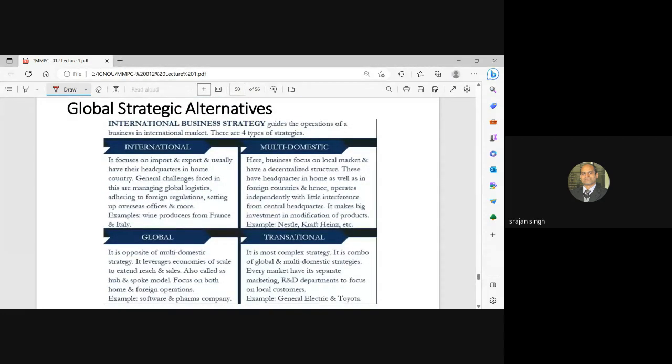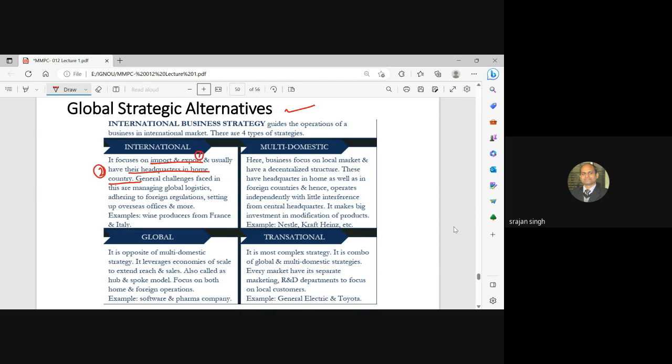Now, second is global strategic alternatives. International business strategy guides operations of business in the international market. There are four types of strategies. First is international. It focuses on import and export, and usually has its headquarters in the home country, right? So there are two points to take from this: first, it focuses on import and export, and second, their headquarters are usually in the home country.